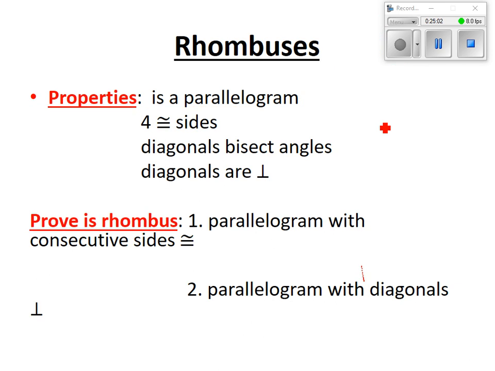A rhombus. Anybody know what a rhombus looks like? It's kind of like a diamond. Sort of. We don't want to call it a diamond because a diamond is not a shape. Tilted square. It's a tilted square.